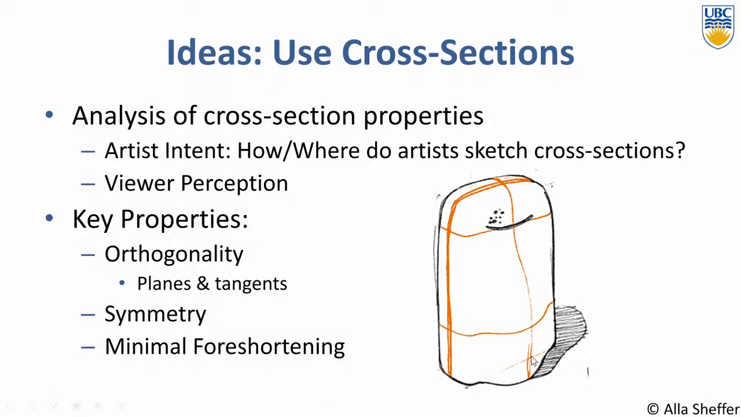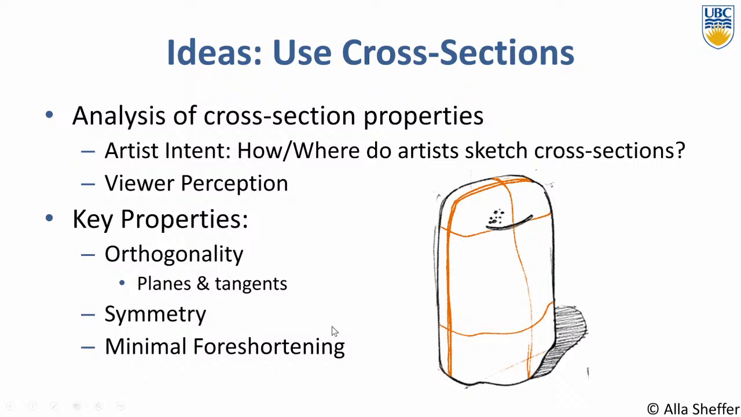Here are cross-sections on another drawing. Those curves have very clear properties, which you can find in design literature and books which teach artists how to draw. It's not an accident that artists know how to convey 3D shape effectively. That literature suggests that when people draw cross sections, they draw curves which are planar, and which are orthogonal, both at the tangent level of the curves and at the plane level of the planes those curves are in.